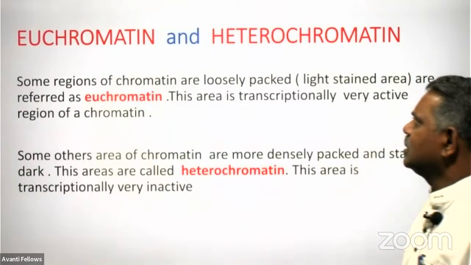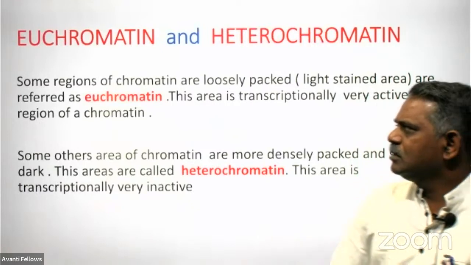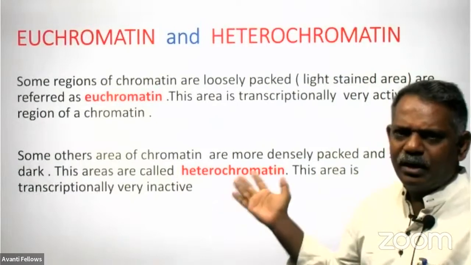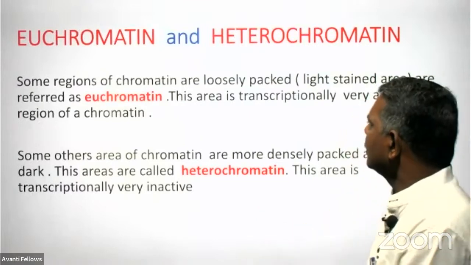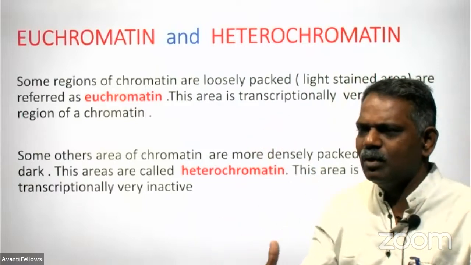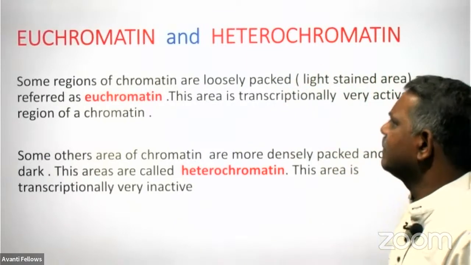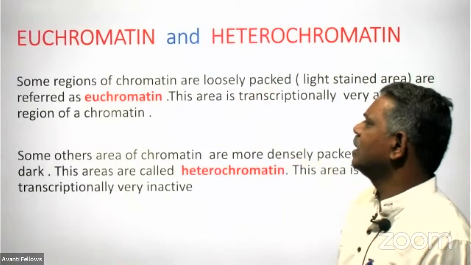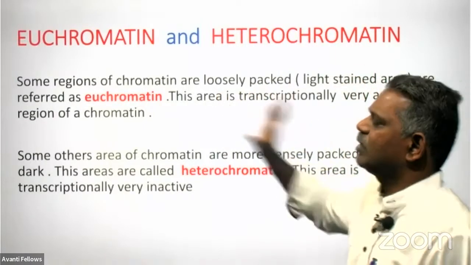Then come to euchromatin and heterochromatin. Once this question was also asked in the examination. So you already know in detail about chromatin. Some regions of this chromatin are light stained. Whenever we apply the nuclear dye to give color to the nucleus, this area stains very lightly. This chromatin is loosely packed and referred to as euchromatin, and this area is the transcriptionally very active region of a chromatin.